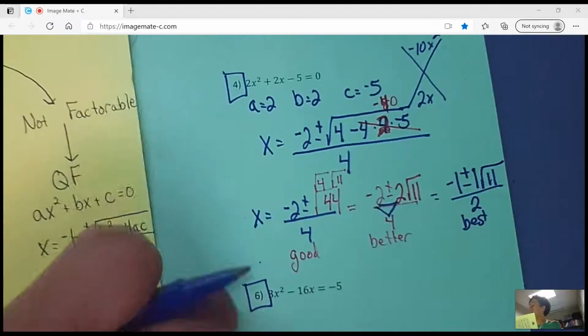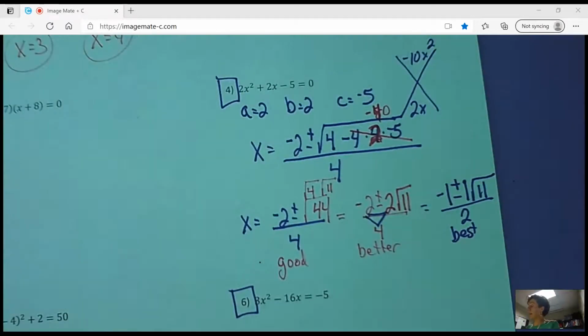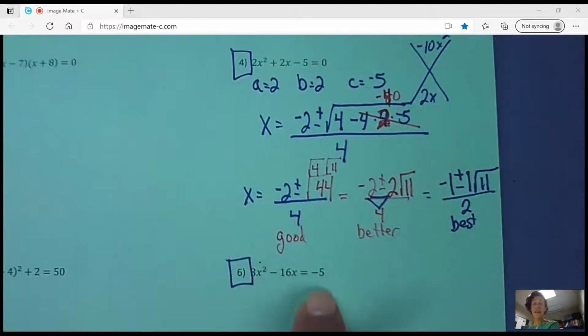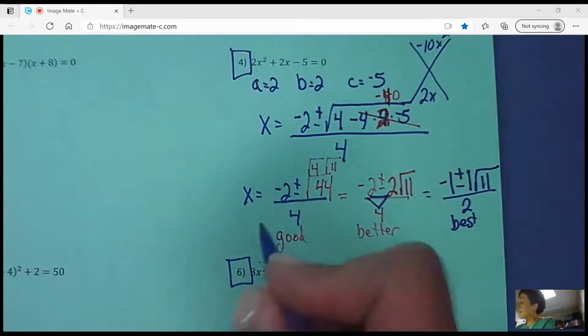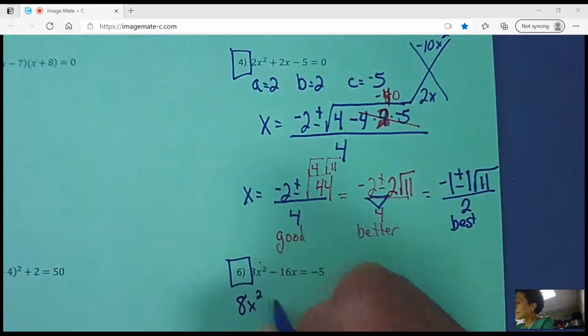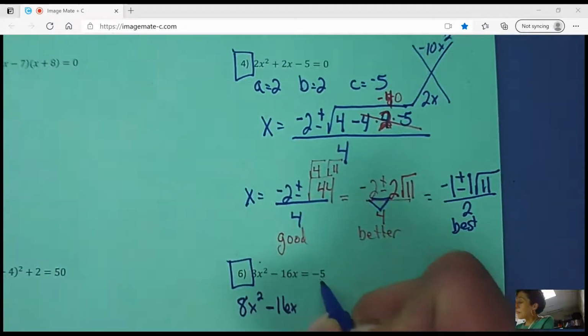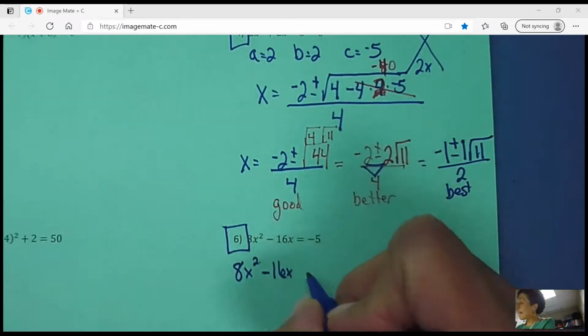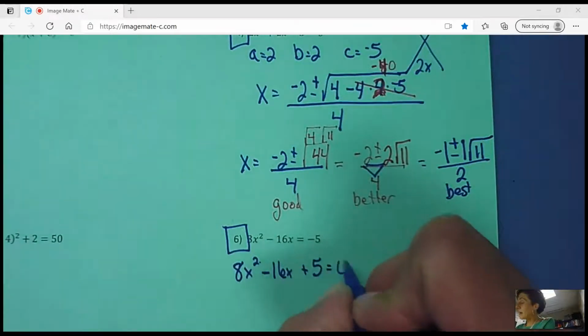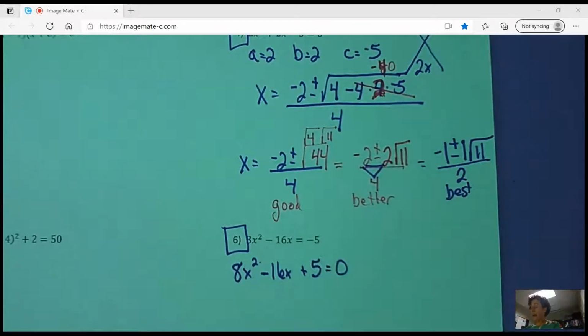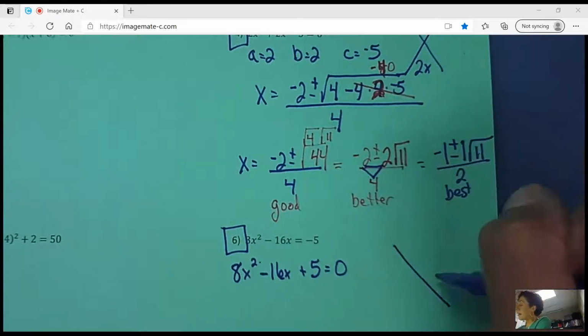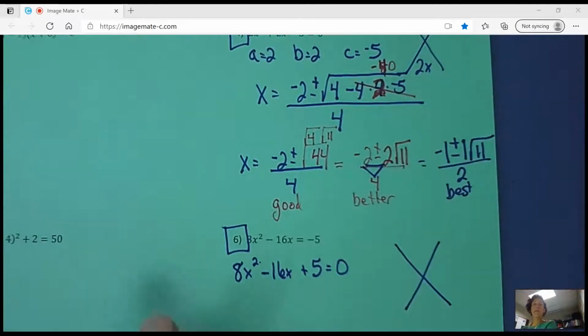Alright, next box problem is number 6. So this one is not in standard form. So while I'm going to have the 8x squared minus the 16x, I'm going to have to bring this 5 over by adding 5, and that's going to be an adding 5 on the other side. So now what I can do is check to see, is this factorable? So I'm going to look for, are there, let's back up. Is there a GCF? And there's not.